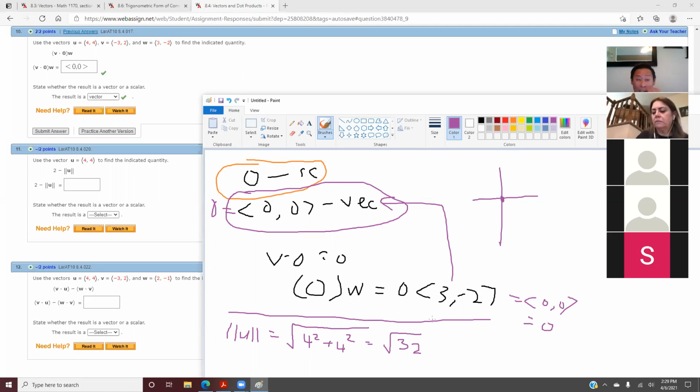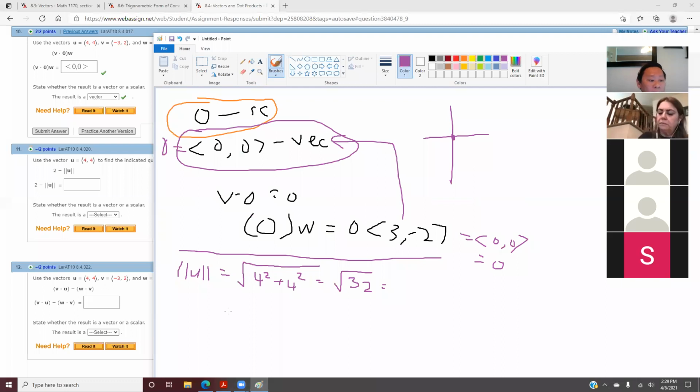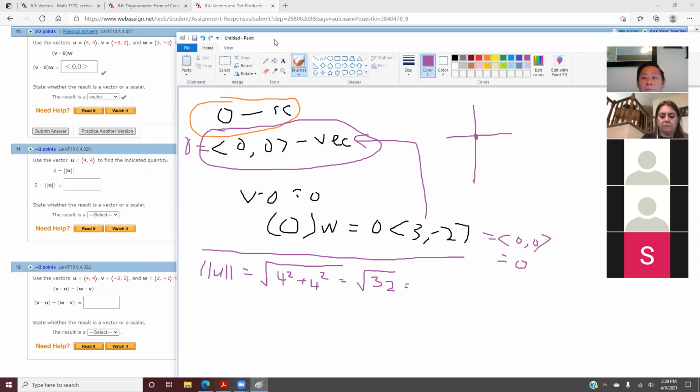And make sure you reduce this root of 32. Anyone? Reduce root of 32. 4 root 2. Very good. And since you just have a 2 minus in front, I'll put 2 minus in front. So your answer in this case will be 2 minus 4 root 2. So this is your answer for number 11.